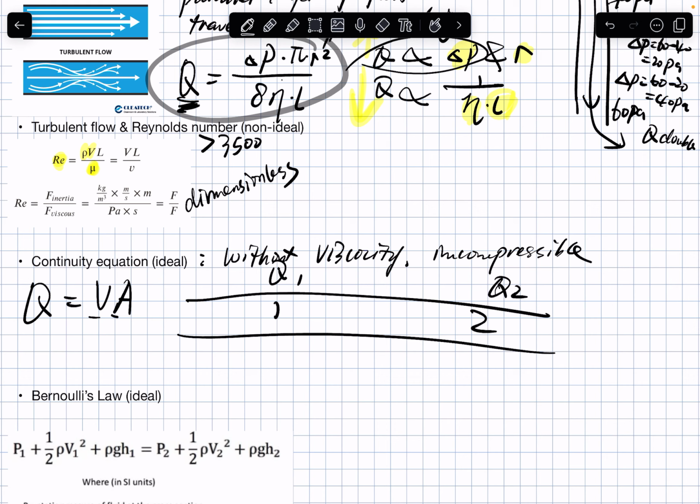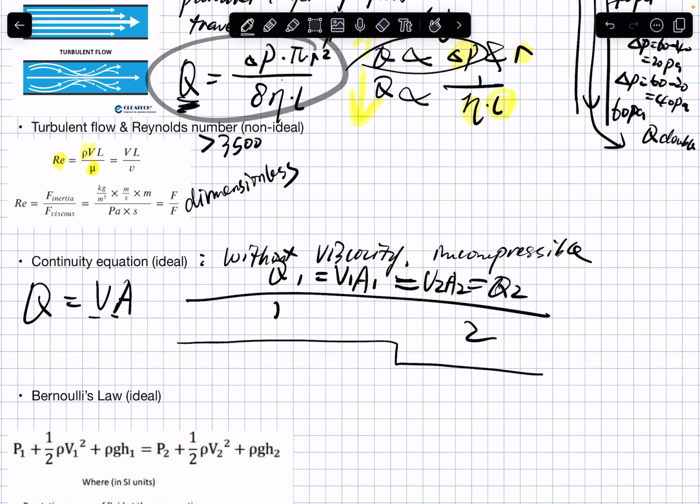So because Q1 equals Q2, Q1 equals V1 A1, and Q2 equals V2 A2. These two must be equal to each other. Here, let me change my cross-section area. Let's say point 2 is here, so A2 is larger than A1. Which means what? V2 has to be smaller than V1 to balance it out. All right, so this is the continuity equation.